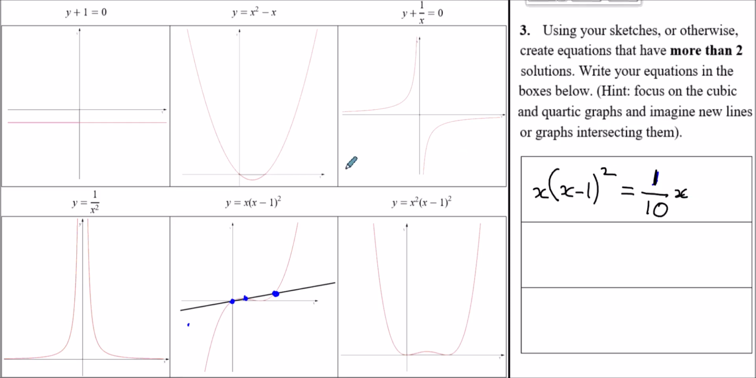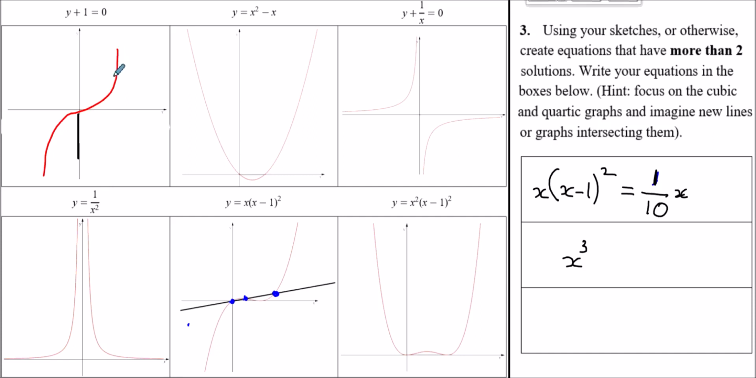Another one I thought about was the graph of x cubed. Okay, so if you think about the graph of x cubed, I'll just clear some space here so you can just see what it would look like. So a graph of x cubed would be something like this. We'll go through the origin.